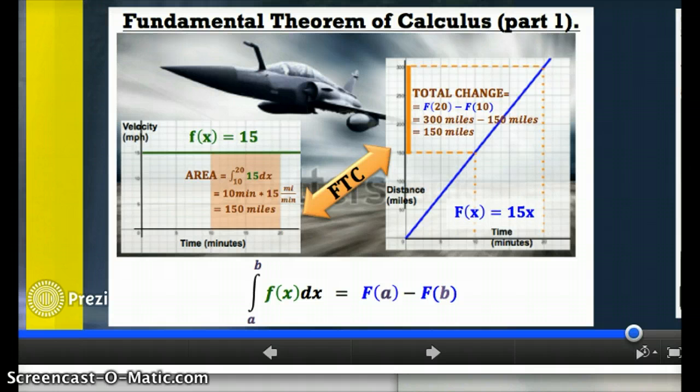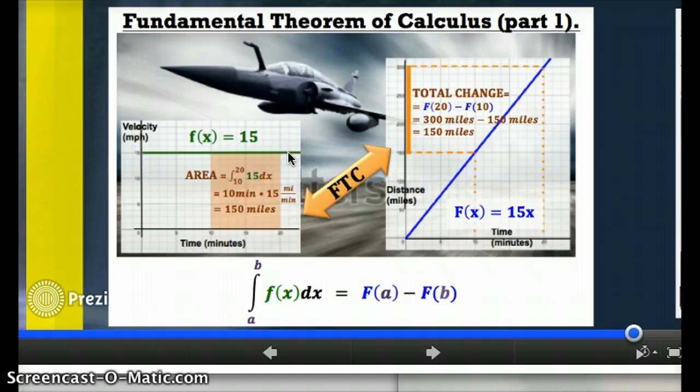Right, so you can probably see that we're talking about an airplane, and it's flying at a constant speed of 15 miles per minute. And you can see that because the velocity graph is a constant function, and because the slope of the position graph is also a constant 15. That's the slope. And as this plane flies, obviously its distance from where it started is changing. So the second graph is measuring its distance, and the first graph is just keeping track of how fast it's going.